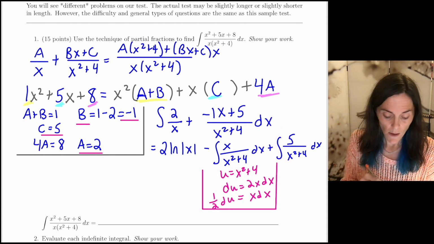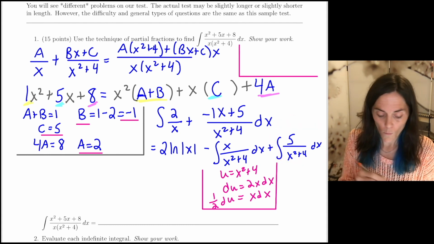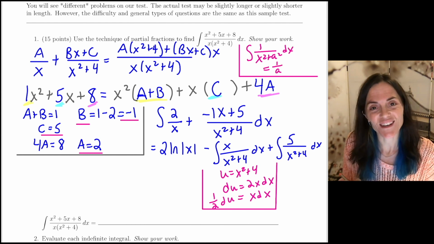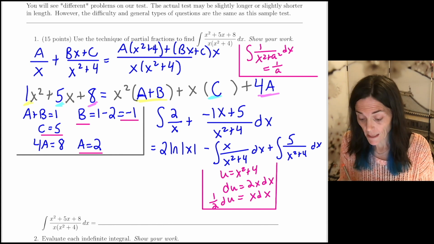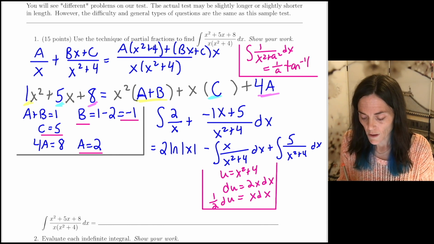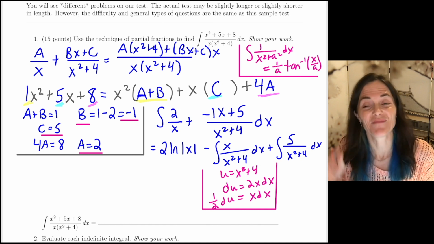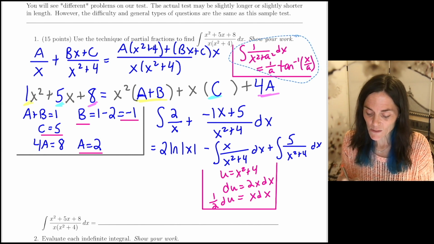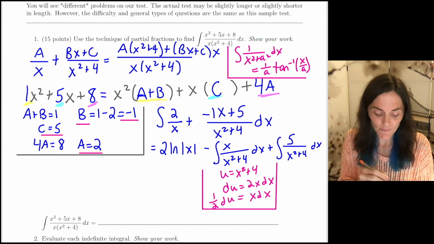Maybe I will write as part of my work over here. Recall, if we integrate 1 over x squared plus a squared dx, we get 1 over a, tan inverse of x over a, and then plus C. I don't have room for my plus C. I can move this back. But this was something that we did in class.